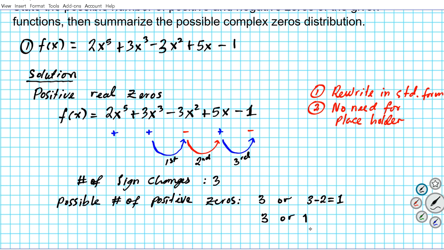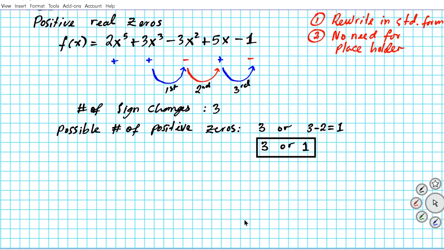All right, so this is what it means by the number of sign changes or multiples of 2 less. You're counting down by even numbers or by 2's. Okay, so that's that for positive real zeros. Now let's take a look at negative real zeros.